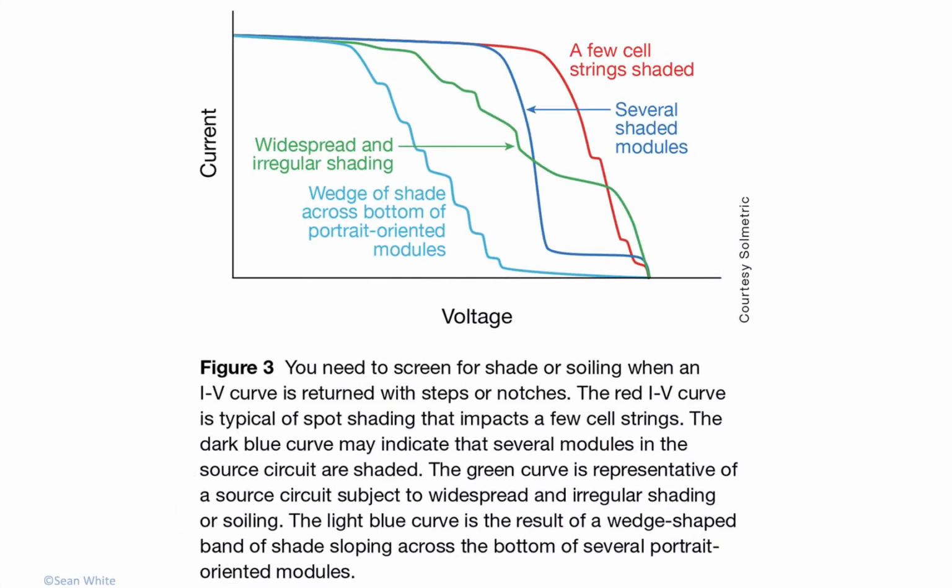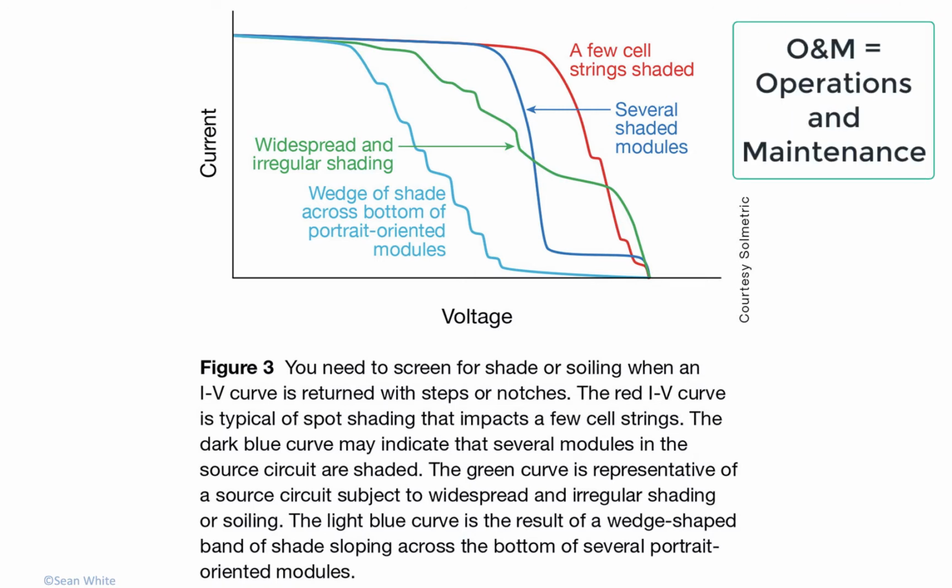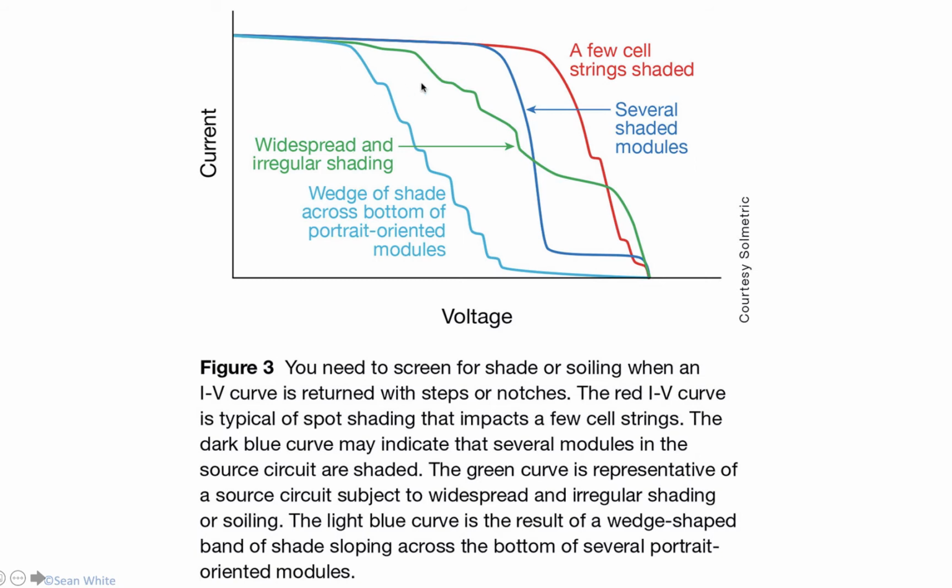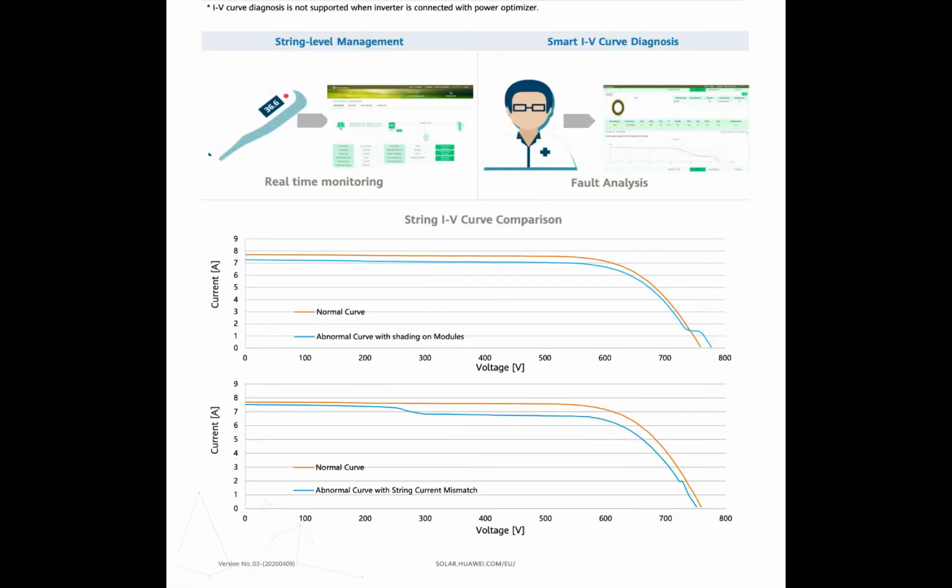Somebody analyzing IV curves would be sort of like a solar doctor. This would be something that you would do for O&M. And once again, it's like an EKG, an electrocardiogram for solar. Some people can look at these IV curves and figure out exactly what's going on with a PV string. Some inverters even do IV curves from the inverter itself.